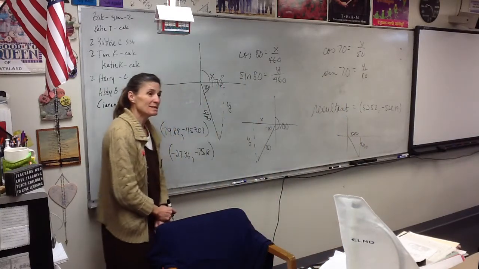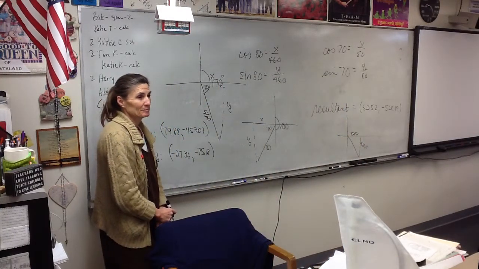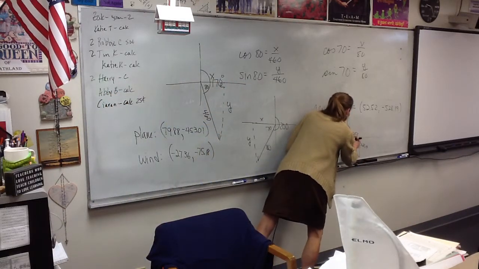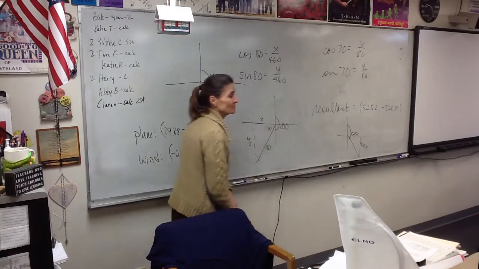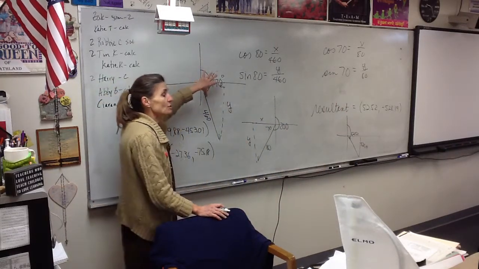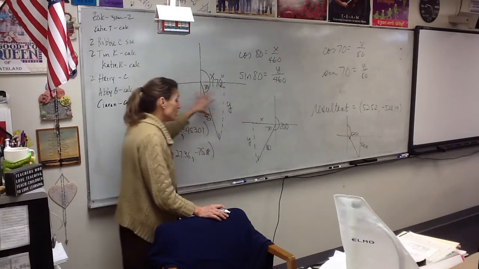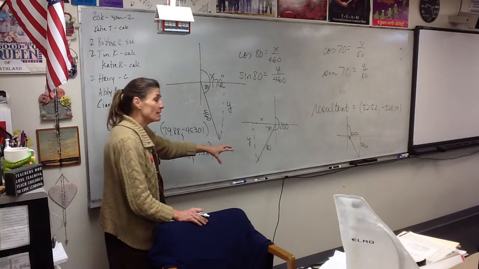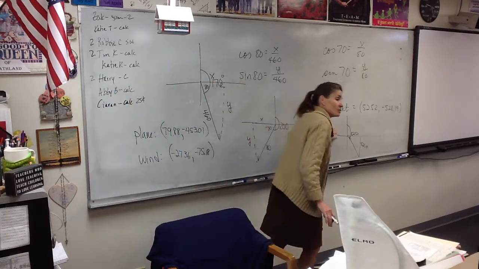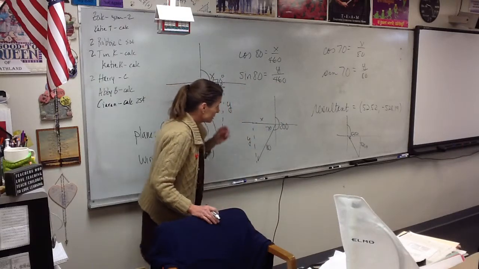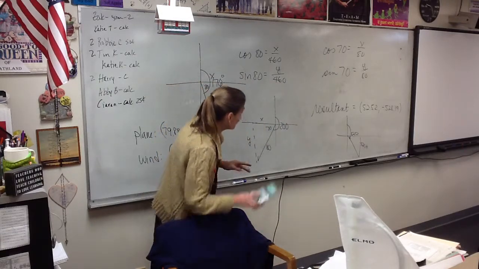Now guess what we need to do? We need to find its magnitude and we need to find its direction. So we started with a magnitude and a direction, a couple of them. We changed them into component form, added them together, and now we're going to change them back. So how do we find the magnitude?